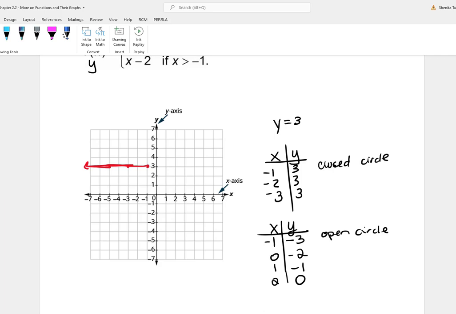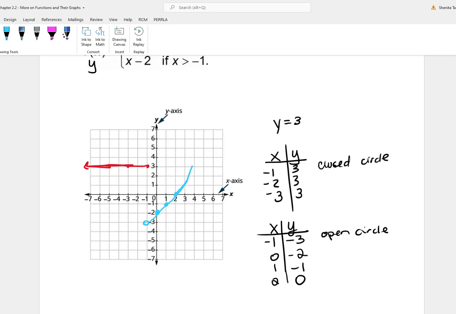Alright, so let's go ahead and graph these points. We have negative 1, negative 3. Once again, I'm going to put an open circle. 0, negative 2. For the rest of the points that are included, you can put closed circles. 1, negative 1, and then 2, 0. So this is my graph.